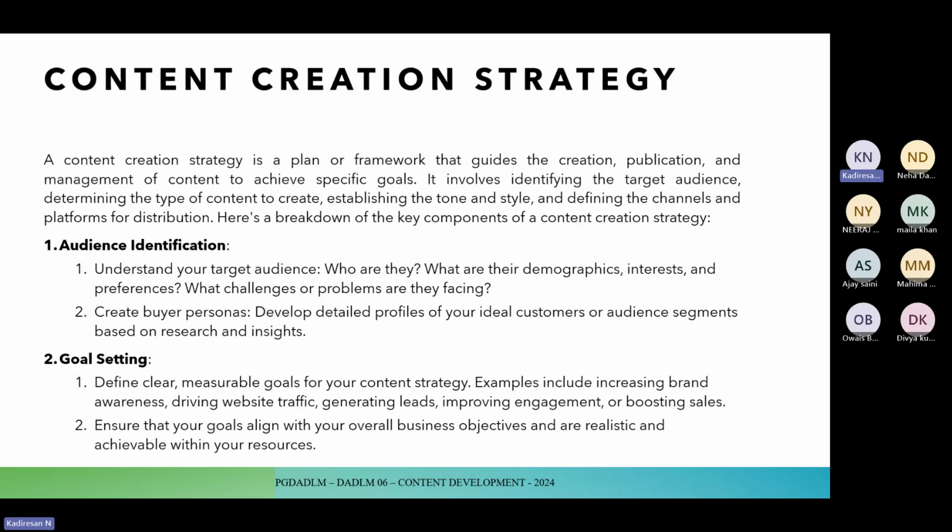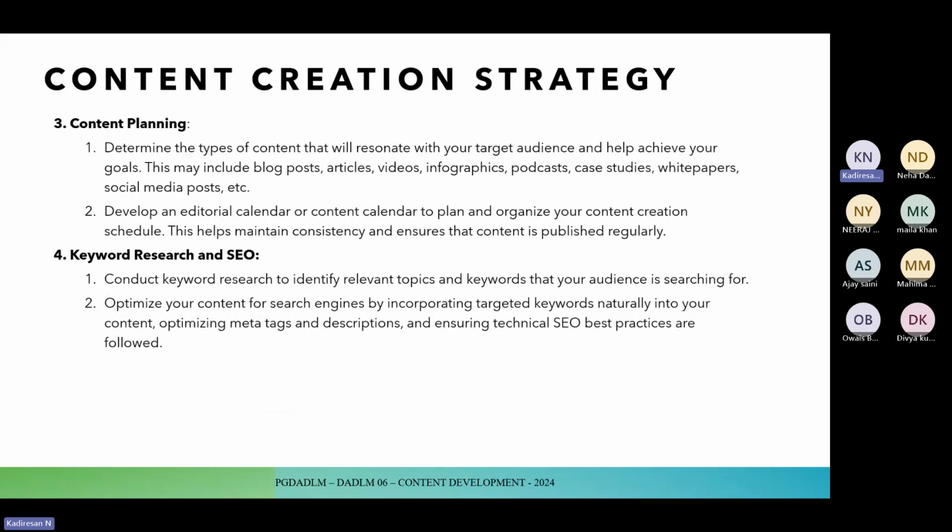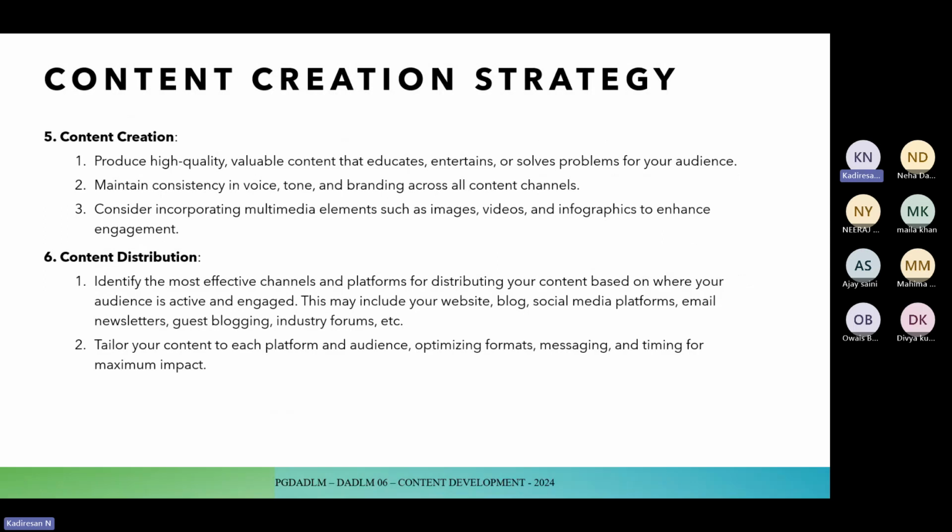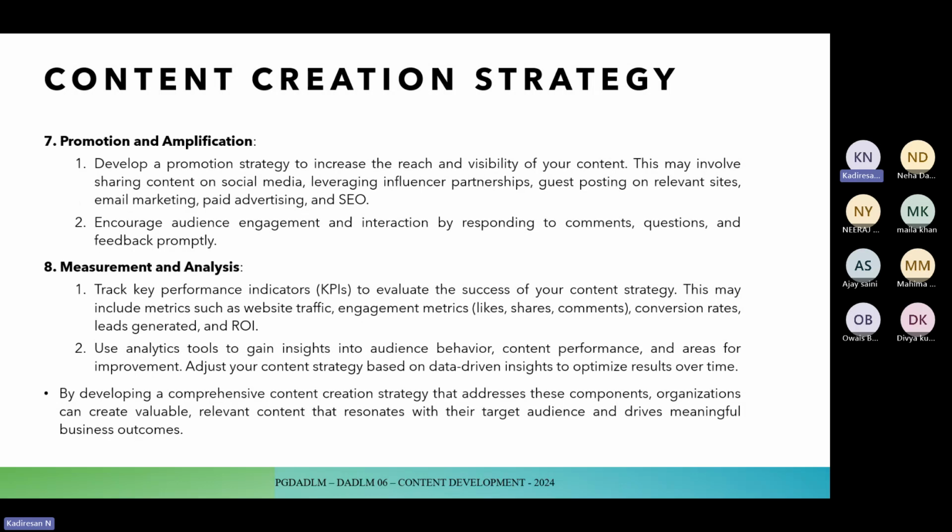And we have seen about the content creation strategy, how to create content and what are the different strategies associated with it. So first we should find who our audience is, and based upon the audience we have to set our goals, and based upon the goals we have to plan the content, and based upon the content prepare your keyword research and search engine optimization, create the content, and decide how to distribute the content. Once you create the content, you have to distribute it, and after distribution we should make the promotions. And once it reaches the user, we should also keep track of the user performance.